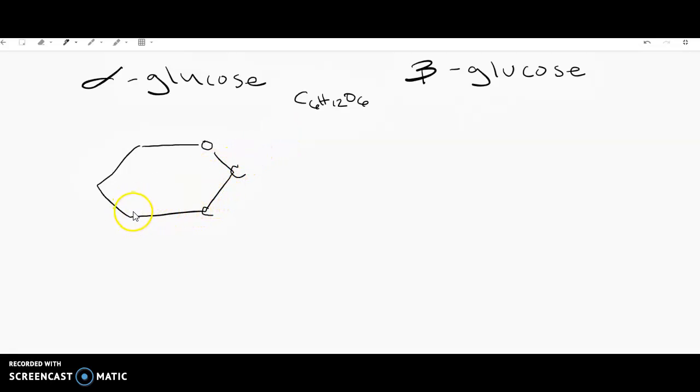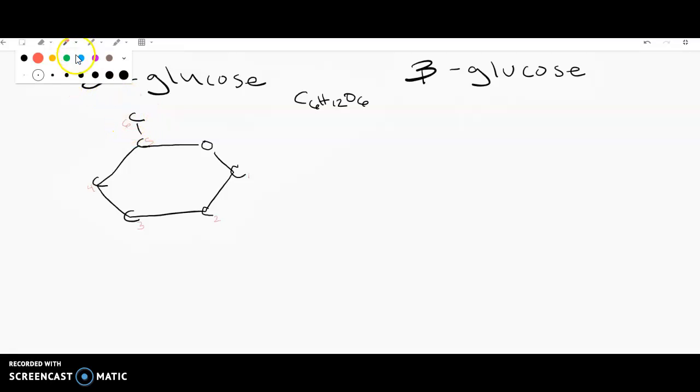So we have 1, 2, 3, 4, 5, and then the 6th carbon is going to be sticking up here. And we can number those. So that's carbon 1, 2, 3, 4, 5, and 6.